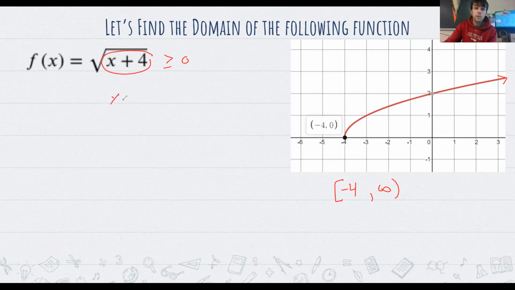Anyway, solving this one, right? Subtract 4 on both sides. We should say x has to be greater than or equal to -4, which is the same as this interval that we just described, right? Going from -4 being our minimum value, including it, and going all the way up to infinity, going to the right forever.